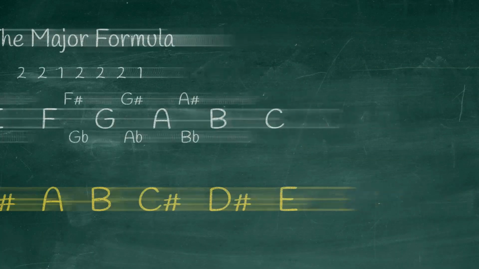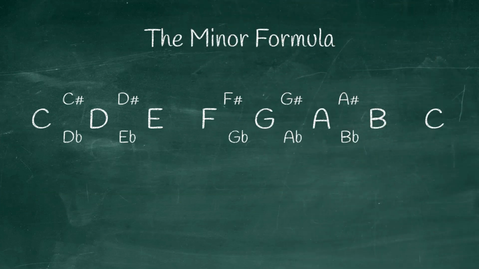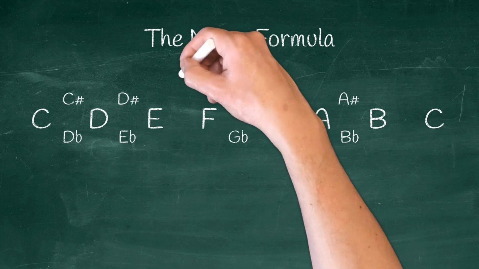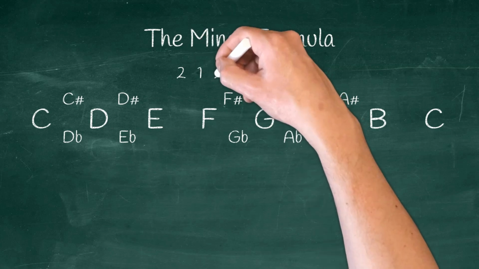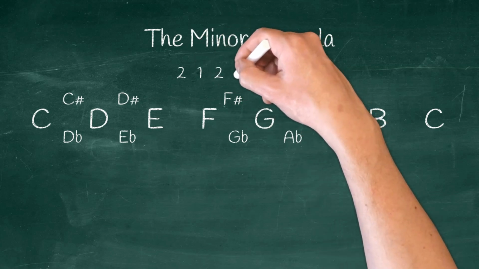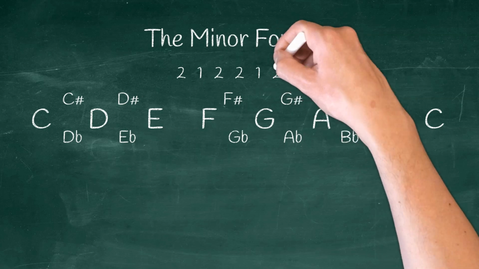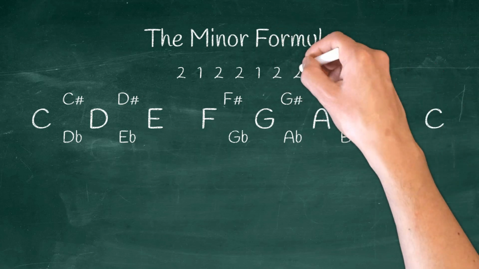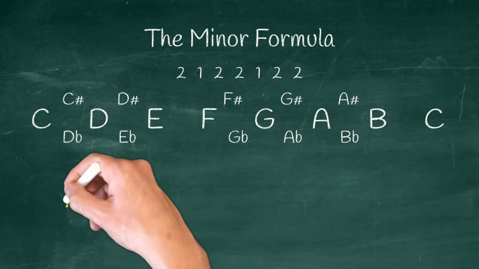A minor scale can be created from the root note, but using a different pattern of steps through the chromatic scale. The natural minor scale uses a step pattern of 2 steps, 1 step, 2 steps, 2 steps, 1 step, 2 steps, and 2 steps. Let's create an A minor scale using this pattern. So, we begin with the root note A.